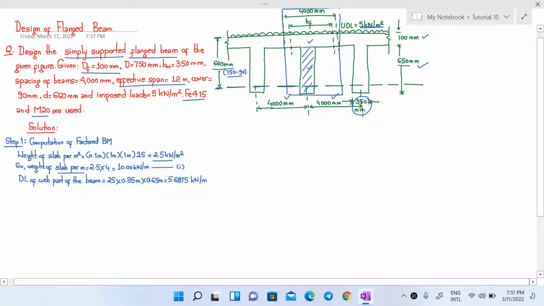Again, we have taken the length of this web portion also as 1 meter, since we are calculating the load in kilonewton per meter. So this will be our dead load of web part of the beam. And finally, our imposed loads or our live loads is given as 5 kilonewton per meter square.